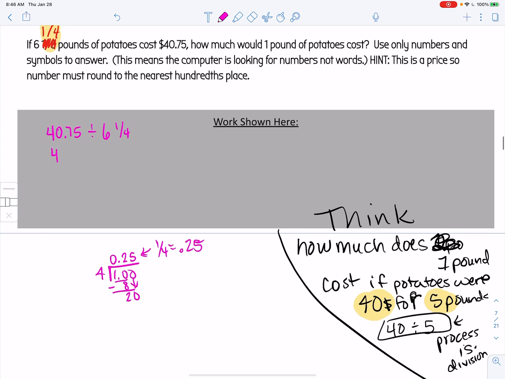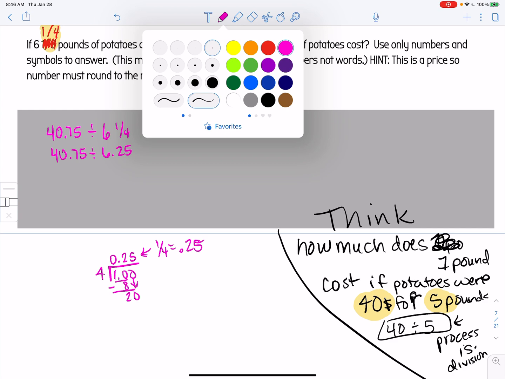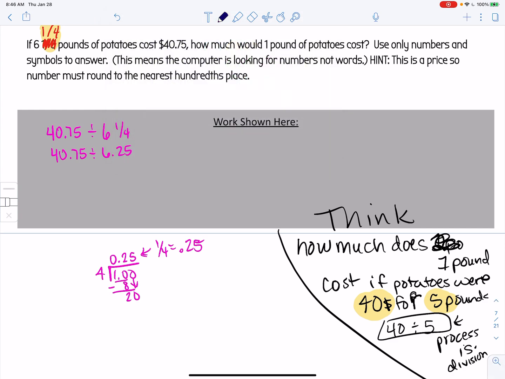So I'm just going to rewrite this and say 40.75 divided by 6.25, since they want it in decimals anyway. The problem is if I go that route, then I have a very yucky looking division problem. So maybe that's not the way I want to try it, but I do want to show you that it is possible. I'm not going to finish it that way because I do not want to do 40.75 divided by 625. You have to move the decimal points over 2 times. That to me looks like a whole lot of work.